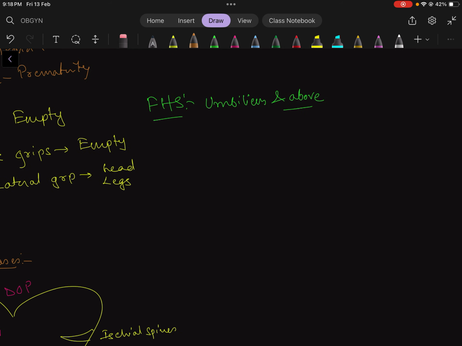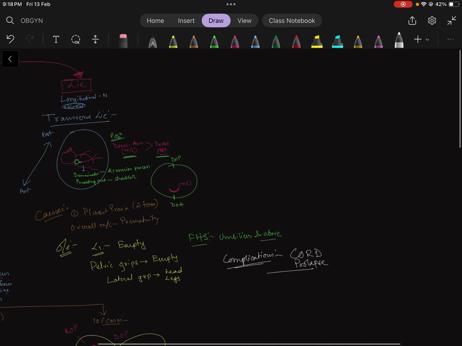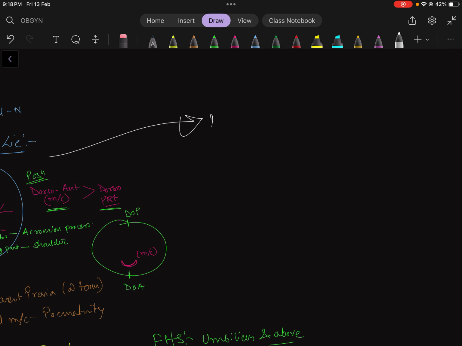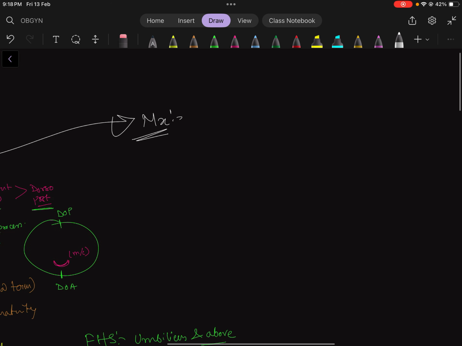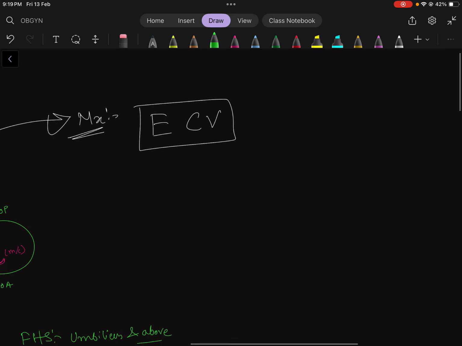Moving forward, we need to know what the main complications are. The main complication is cord prolapse. Now how do we manage this case? This case is generally managed by external cephalic version or ECV. The two indications are one, transverse lie, and of course breech presentation.